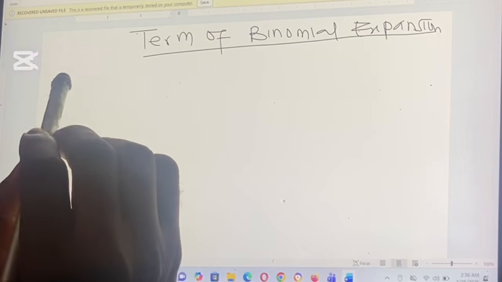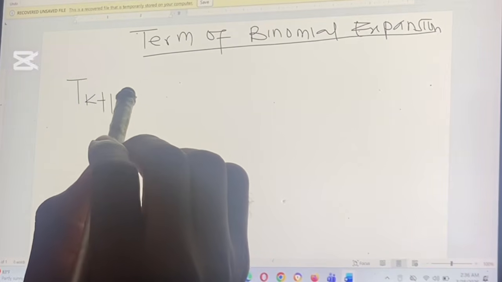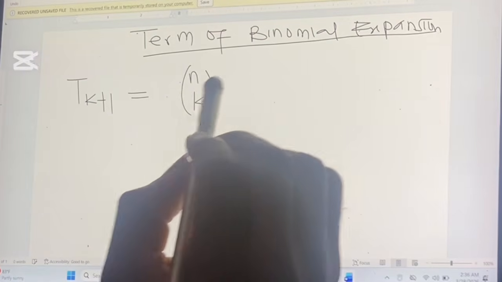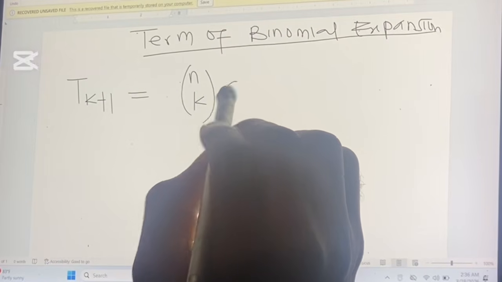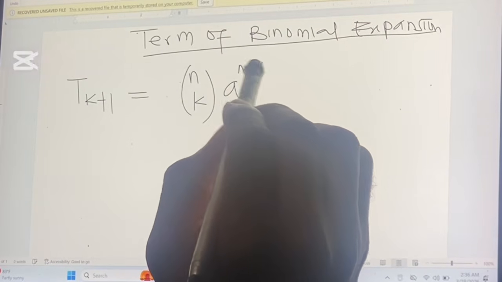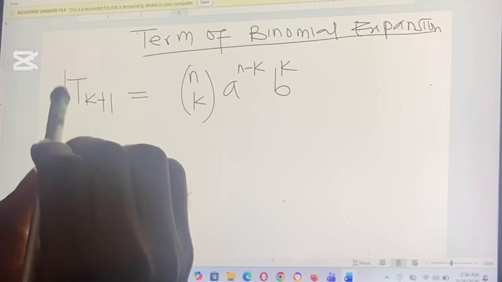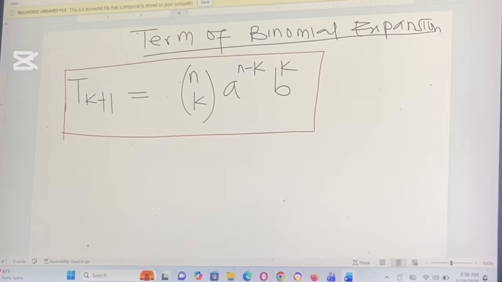T of k plus 1 equals n choose k, in brackets, times a raised to the power of n minus k, times b raised to the power of k. So this is the formula we use in calculating the term of a binomial expansion.